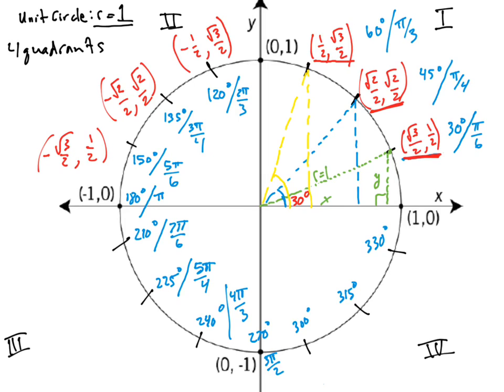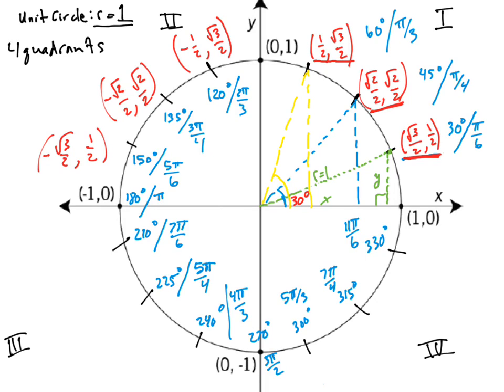At 300 degrees, that's going to be 5 pi over 3. 315 degrees is 7 pi over 4. And 330 degrees is 11 pi over 6. So those are all the angle measures in the unit circle. From there, we need to figure out what the coordinates are.